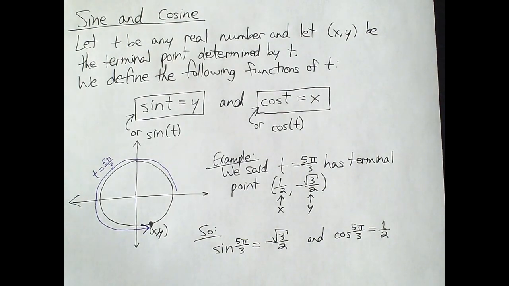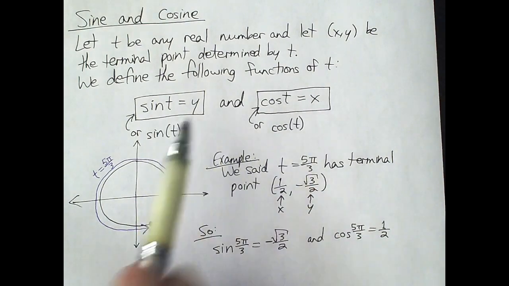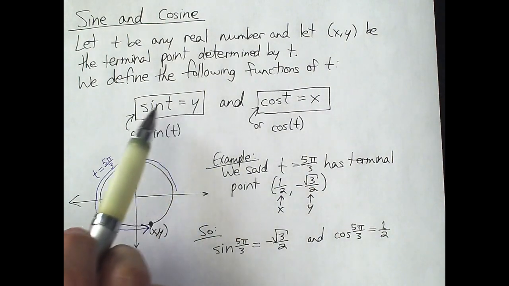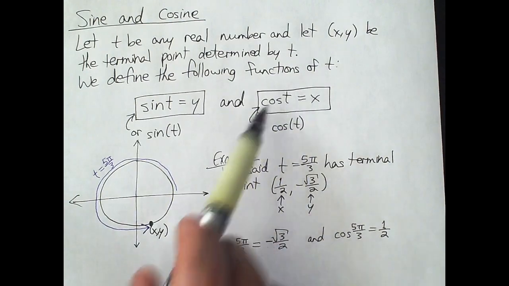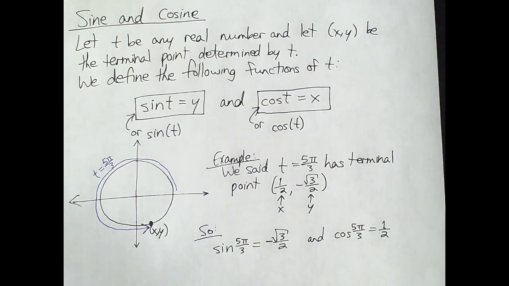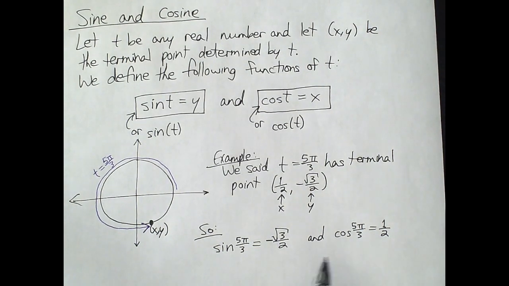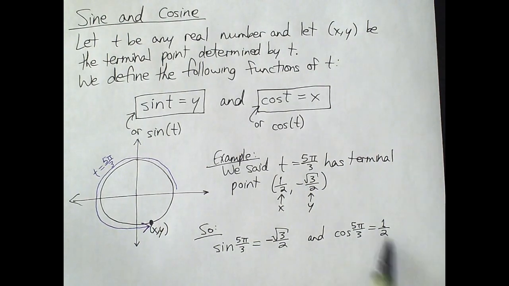So sine and cosine of a t value are simply the y and x coordinates, but you have to remember which is which. The y coordinate goes with sine, the x coordinate goes with cosine. If you can remember which is which, then anytime you find a terminal point, you're basically finding sine of something and cosine of something, because you found the y and you found the x.